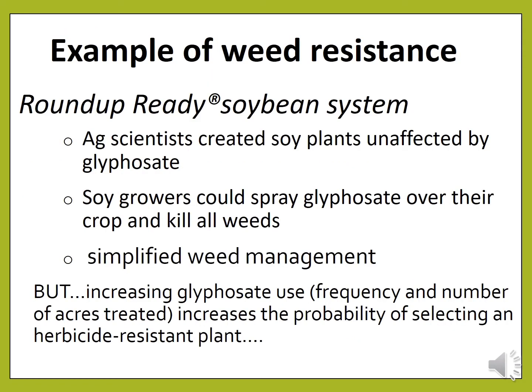An example of weed resistance: a good example of this is when we look at Roundup Ready systems. In this case, we'll talk about the soybean system. Agricultural scientists have created soy plants that are unaffected by glyphosate exposures. What this means is that soy growers could then spray glyphosate over the top of their crop and kill all of the weeds in the field, leaving their crop uninjured. This really simplified weed management. It was a great tool when it first appeared on the scene.